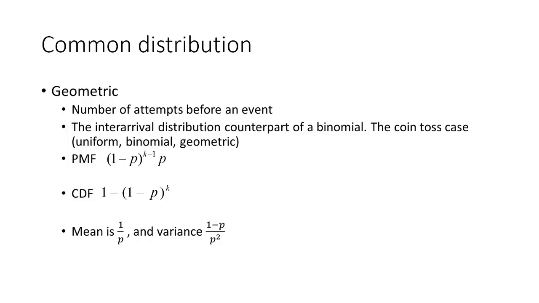So the number of attempts before an event is what you're looking at, and therefore you can think of it as an inter-arrival counterpart to your binomial distribution. If you take the coin toss case, it's more like: how many times do I need to toss the coin before I get my first heads, or the next heads? You start at some point, and obviously anything that I've tossed before does not influence my future tosses, because they're independent.